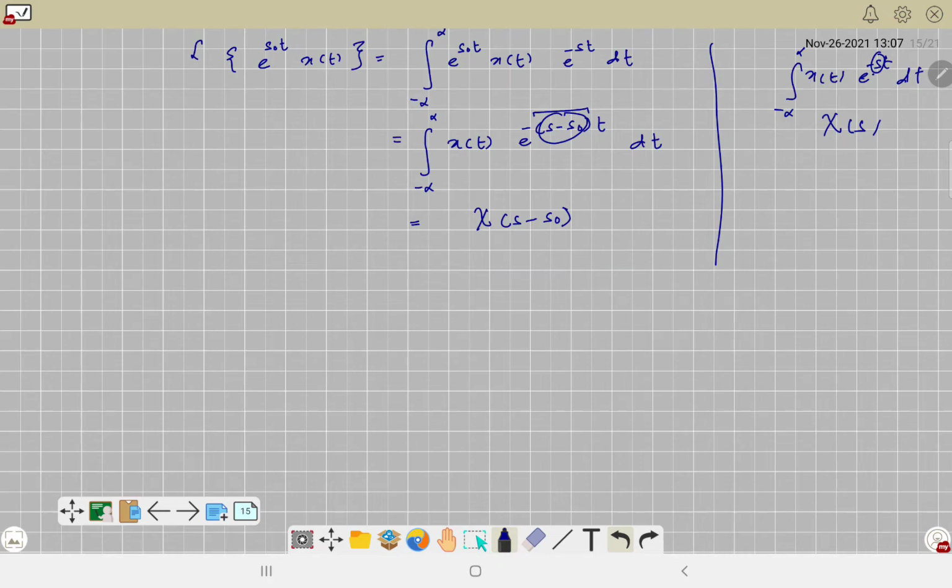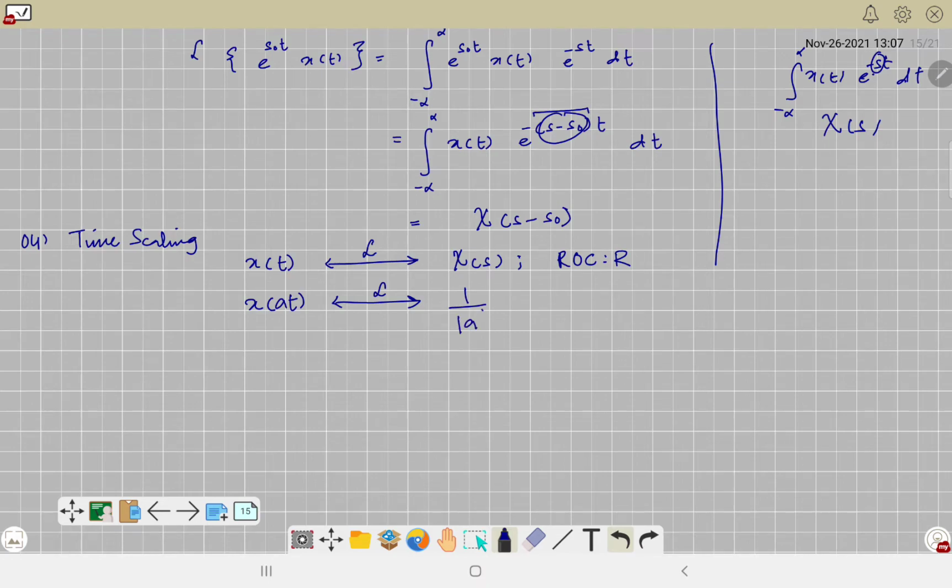फिर हमारा एक और basic operation था, that was time scaling. Again, same thing that happened in Fourier transform, same thing will happen here with a slight modification of the ROC. So I have a signal x of t, it has a Laplace transform x of s with some region of convergence, say R.